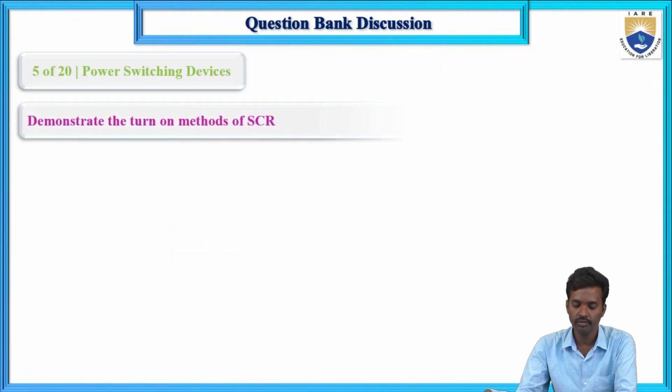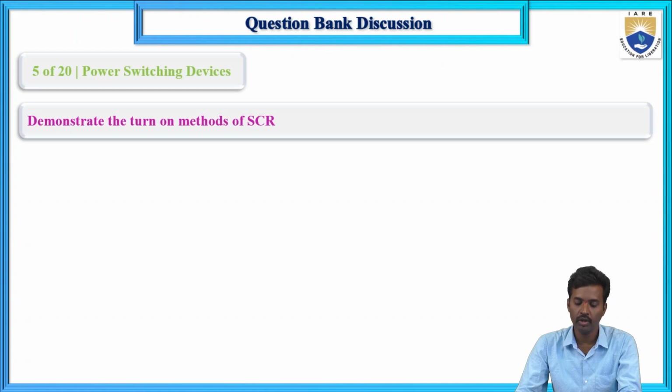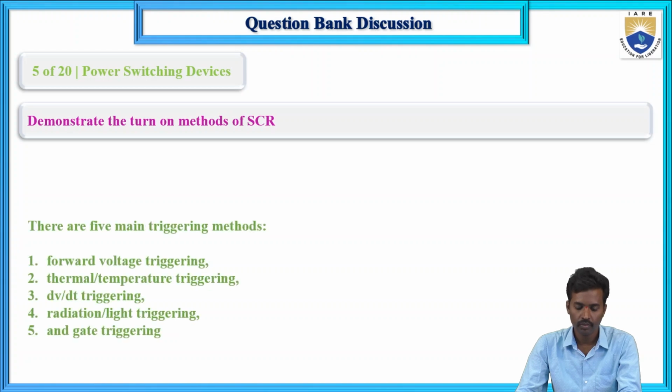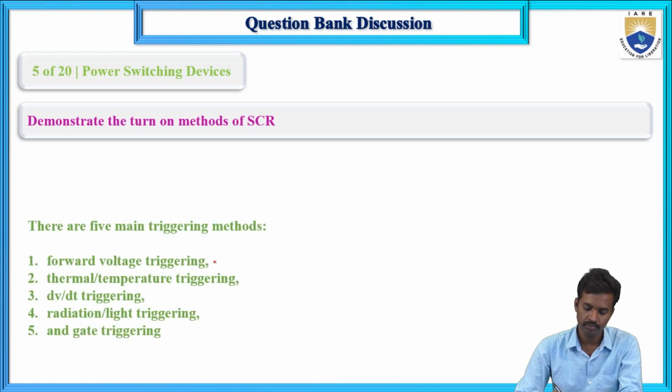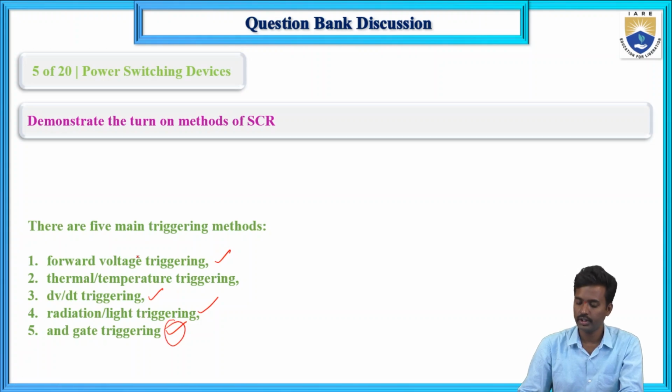And next, fifth question: turn on methods of SCR. How many methods? Till now we have seen only the gate turn on method. So the first one is forward voltage triggering, thermal triggering, that is temperature triggering, dV by dt triggering, radiation, that is light triggering, and gate triggering. Gate triggering we already discussed, and next, forward voltage triggering.